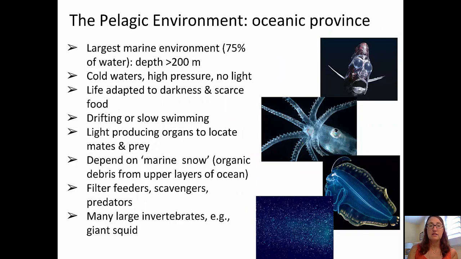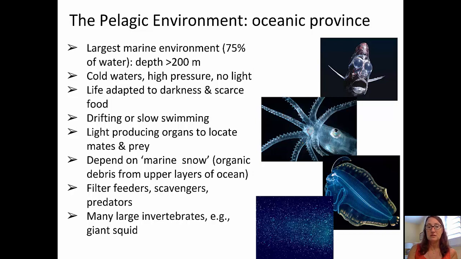In the deeper ocean province, we find cold waters, high pressures, and virtually no light. In this region, we have some of the ocean's strangest creatures. They are adapted to darkness and to a scarceness of food. They drift or swim slowly through those deep ocean waters.